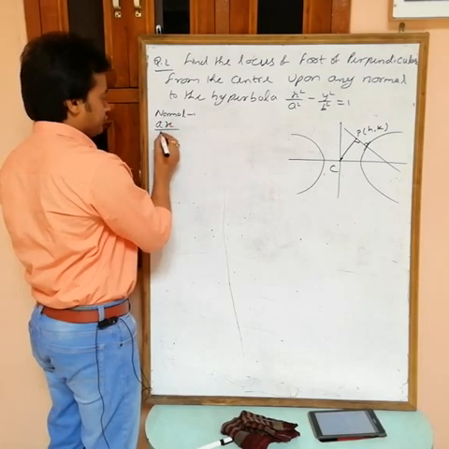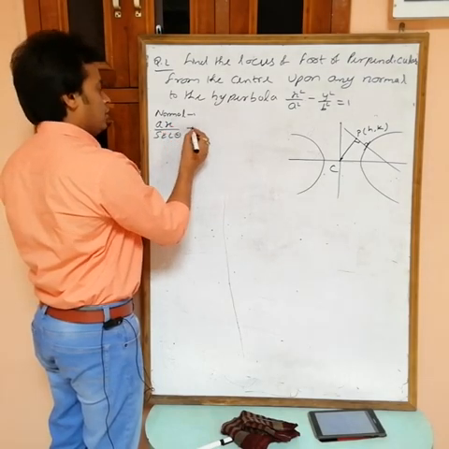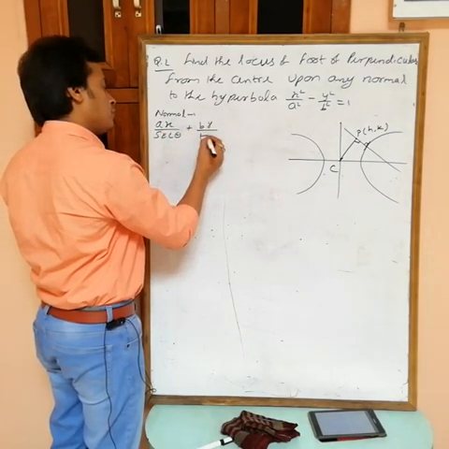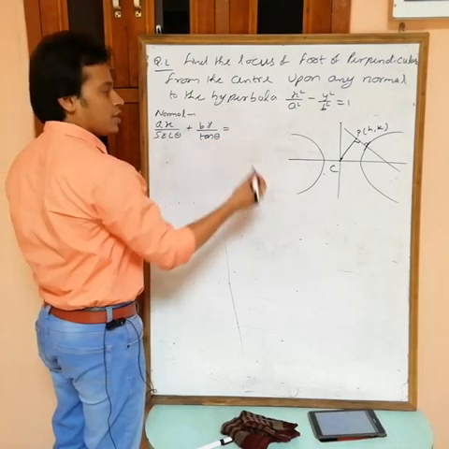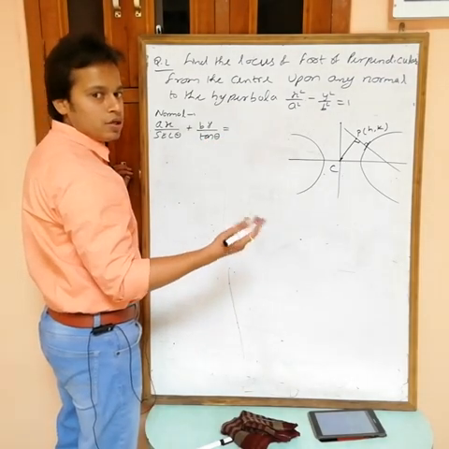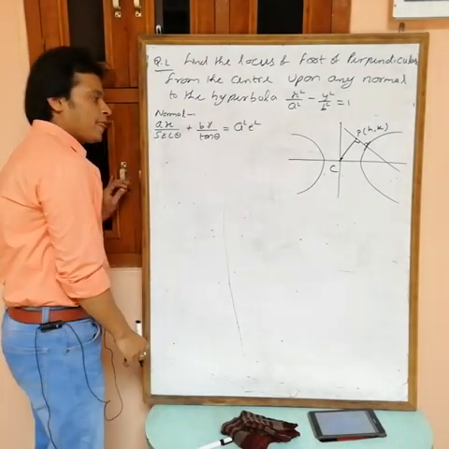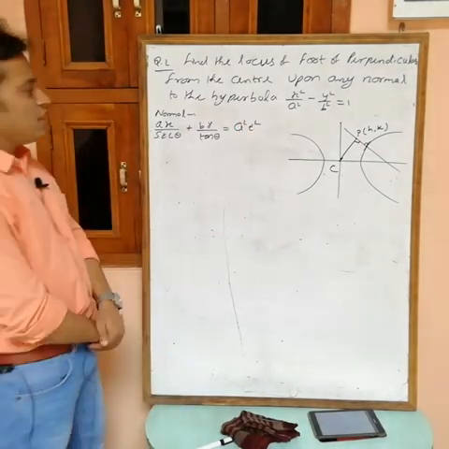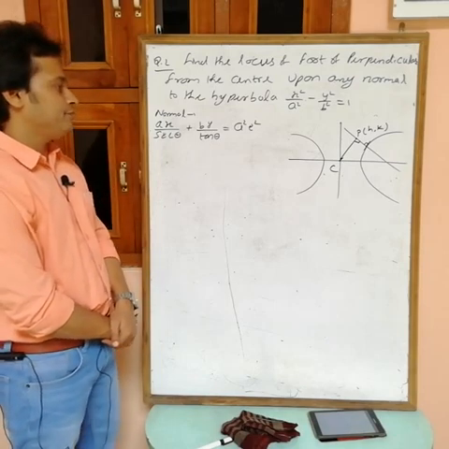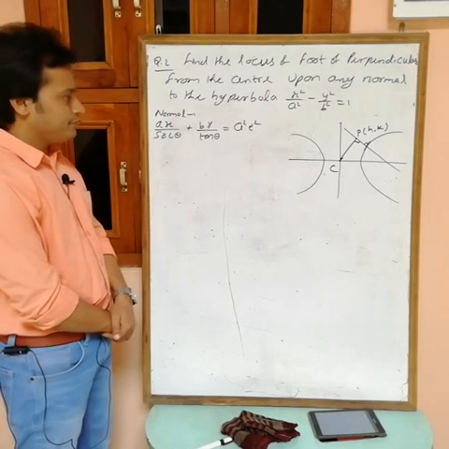Equation of normal is ax by sec theta plus by by tan theta equals to a square plus b square, or a square e square, both are same thing. I am writing at this time a square e square. Okay. Now what do you want? Anyhow you want relation between h and k. Okay. So how to get?